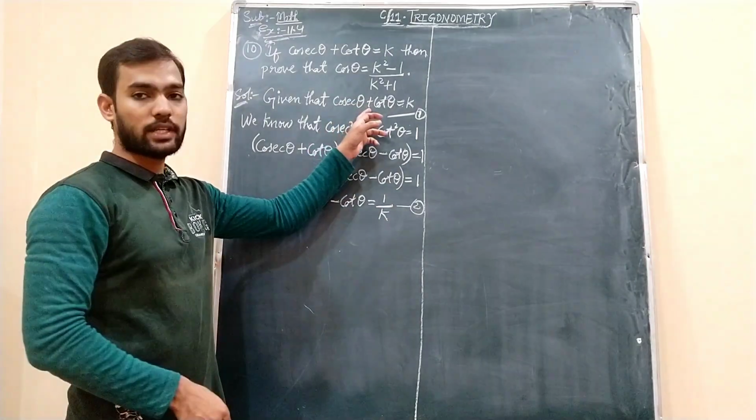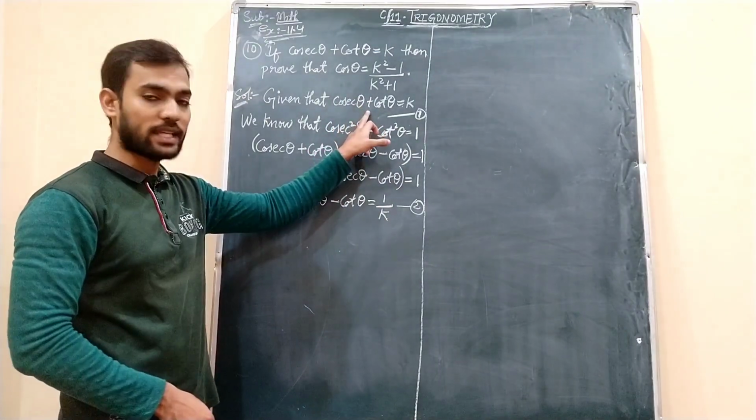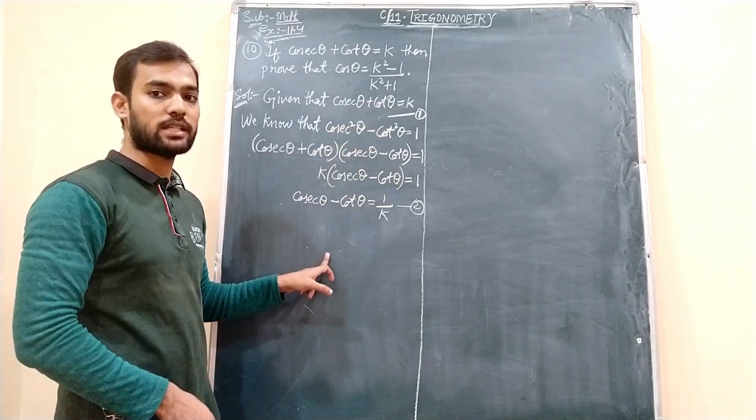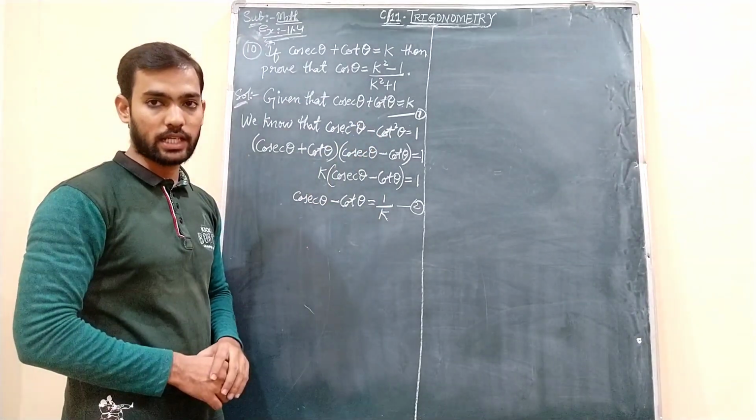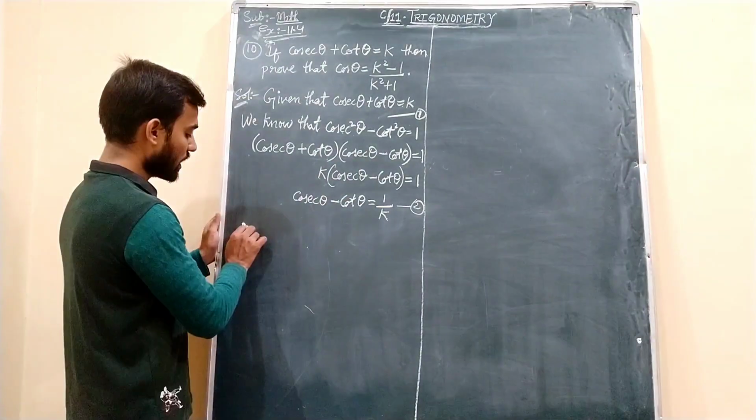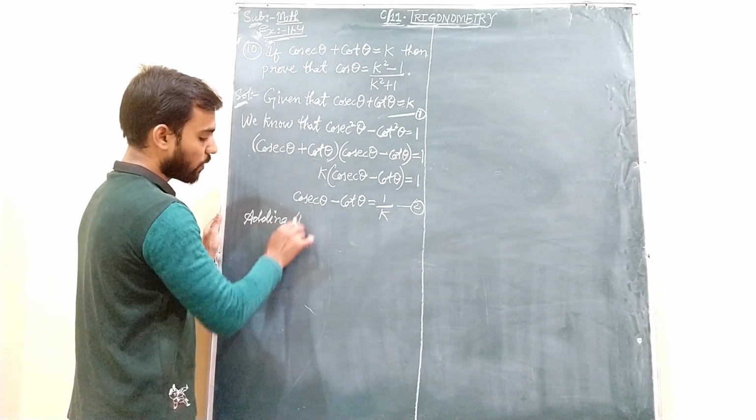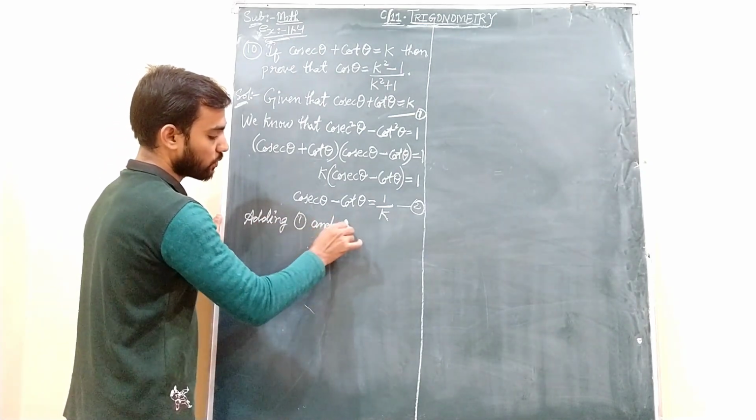If plus is given in the question, the minus part you will get will be your second equation. If minus is given in the question, then here you will get the plus part, which will become your second equation. Now we got both the equations. We will add them. Adding 1 and 2.